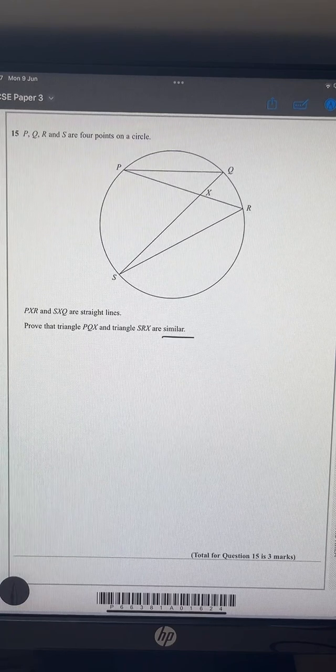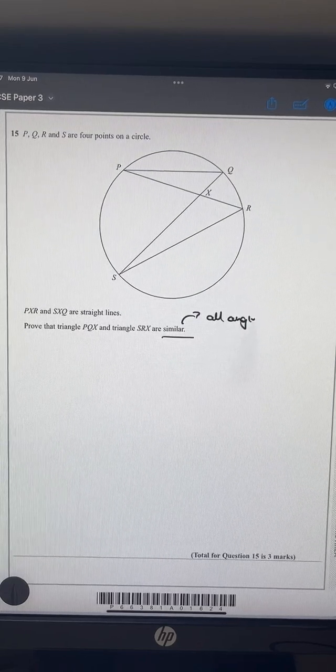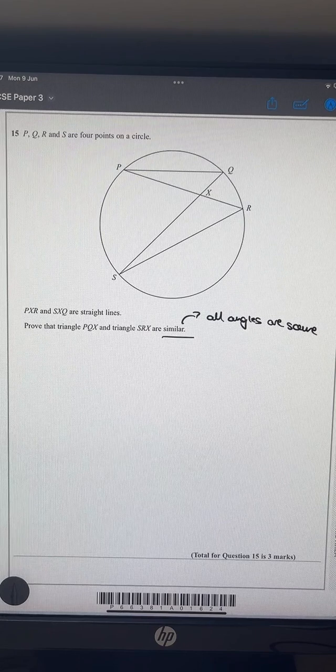So if they're similar, that means that one is just a scaled version of the other. What does that mean? All angles are the same. Because that's kind of like the only thing we could figure out. We don't know their lengths. They haven't given us any lengths, and we can't really prove relationships with like unknown lengths. That's going to be a bit weird. So we'll focus on angles.